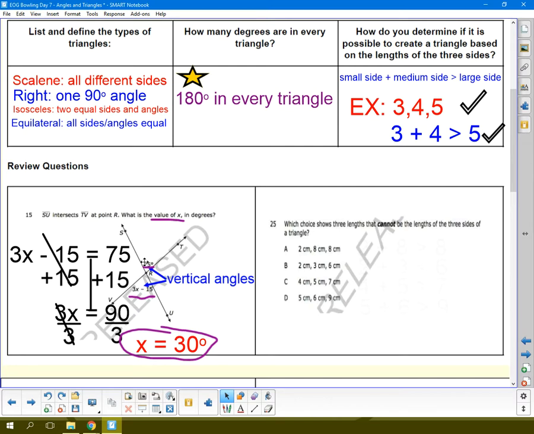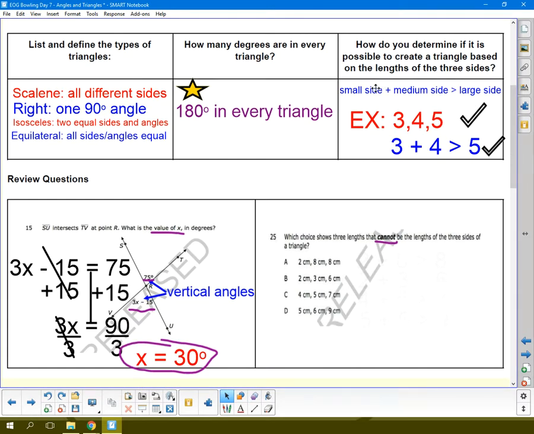Number 25 says, which choice shows 3 lengths that cannot be the lengths of the three sides of a triangle. Important that it says cannot be. So what we're going to do is use our rule from earlier that says the two smaller sides have to add together to be larger than the largest side. Okay, I'm going to give a check mark if it can make a triangle and an X if it can't make a triangle, and we're going to see which ones can't make a triangle.